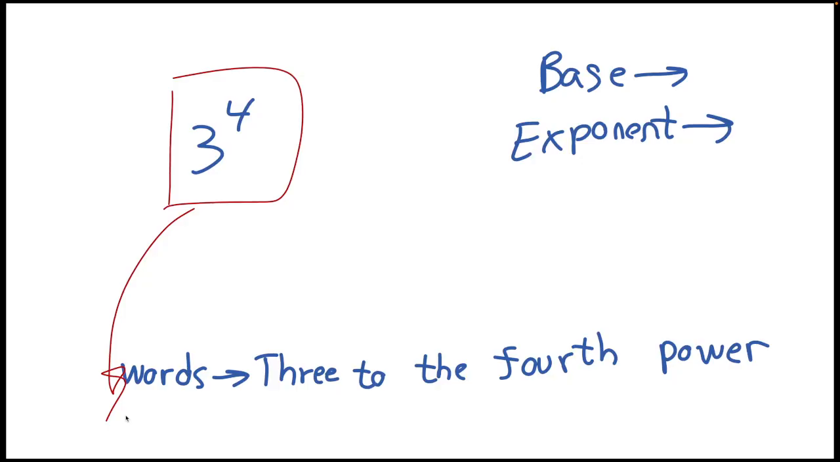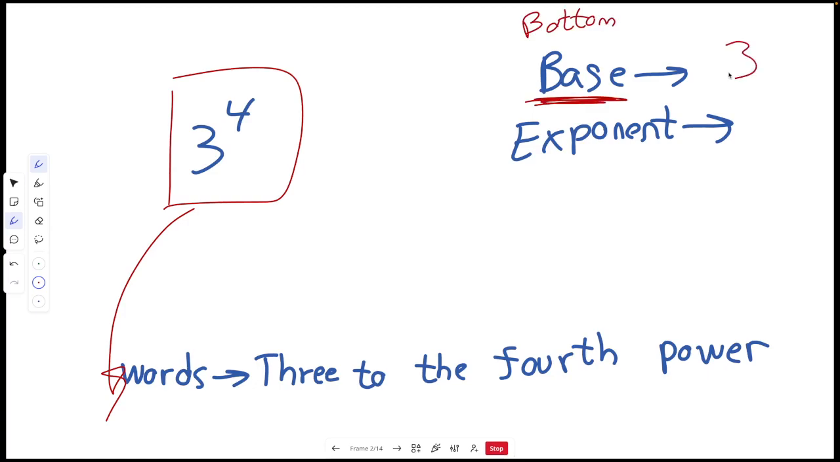And so some terms here. The base is the number at the bottom. It's the big number at the bottom, so in this case, it's 3. The exponent is the little number in the corner, and that is 4. And a reminder that another word for exponent would be a power.